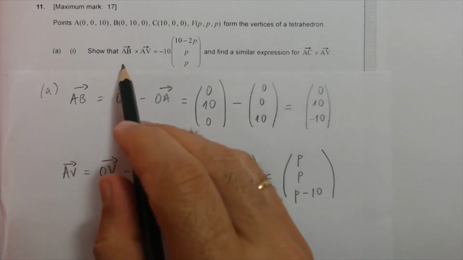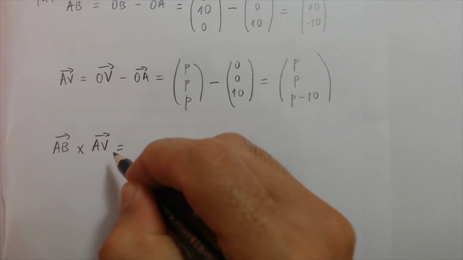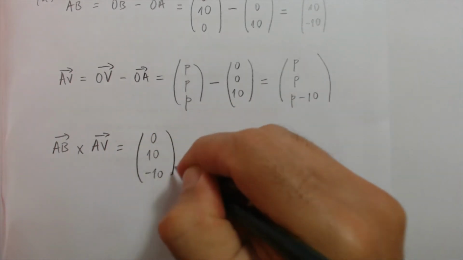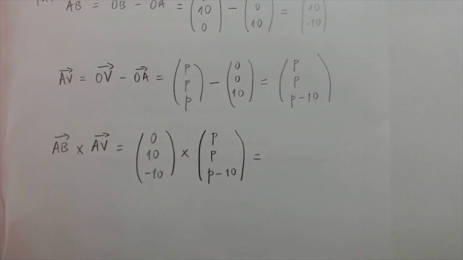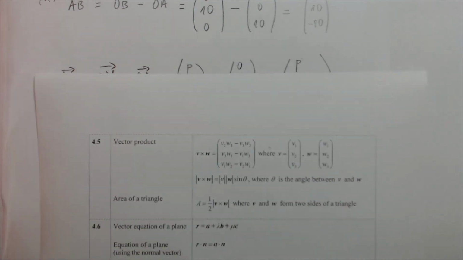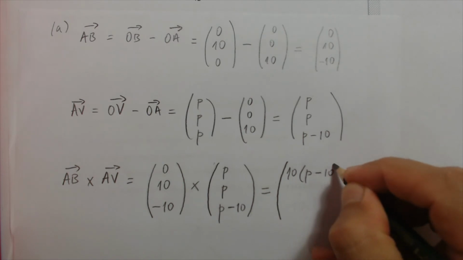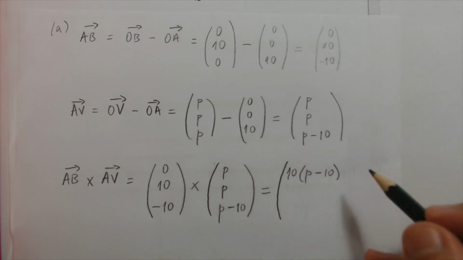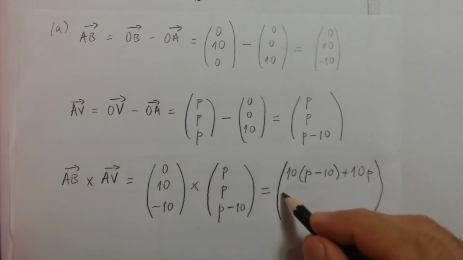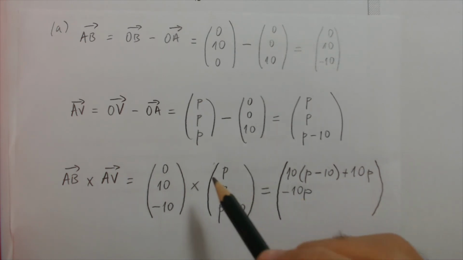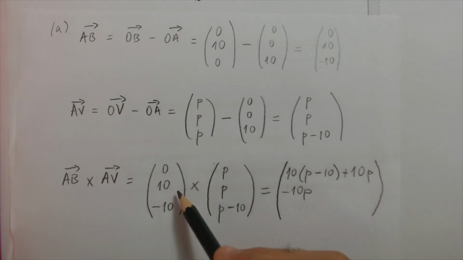Now that we have these two vectors, we can do the vector product AB cross AV. So AB cross AV is (0, 10, minus 10) cross (p, p, p minus 10). From the formula booklet, there's a formula, this formula here. Okay, so 10 times (p minus 10) minus minus 10p, so plus 10p. The second coordinate: minus 10p, then minus 0, so minus 10p. And the last coordinate: 0 times p, which is 0, minus 10p, so minus 10p.